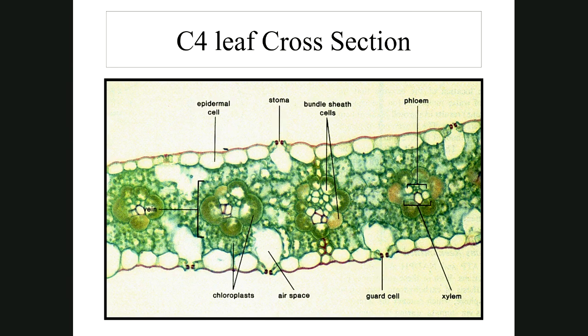Here are some bundle sheath cells. You can see these dark masses of green. They have a lot of chloroplast in there. And you see a whole bunch of bundles here. And in the middle of these bundles are xylem and phloem. Xylem and phloem are what carries water, minerals, and nutrients up and down the plant. So they're inside of these bundle sheath cells, arrangement here.